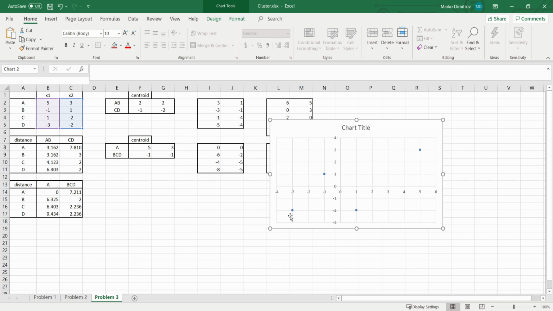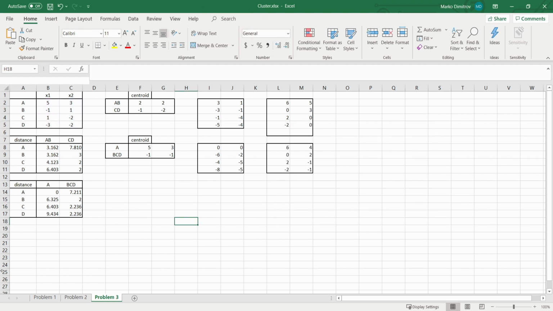-3, -2 is our point D. But what we created is AB. This is our first cluster, this and this. What is the average? Well, this is our centroid, it would be here. And the other, for CD, is 2, 2. It would be here, our other centroid. What we need next, let's remove this, is the distances.